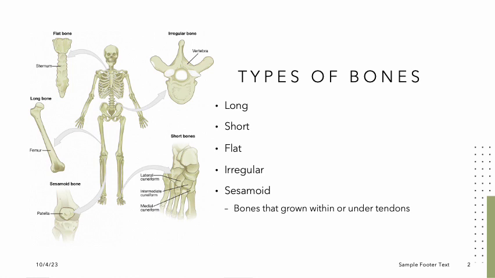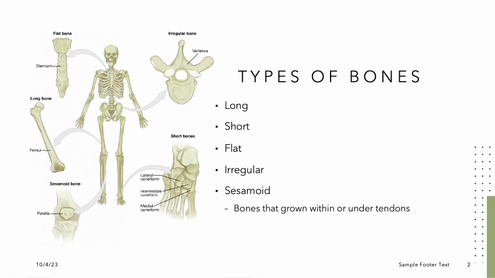Long bones are your arms and your legs. Short bones are going to be like the bones in your hands or feet, really tiny. Flat bones are like your skull bones and your sternum. Irregular bones are anything that doesn't really fit a general shape. So your hip bones and your vertebrae are all irregular.